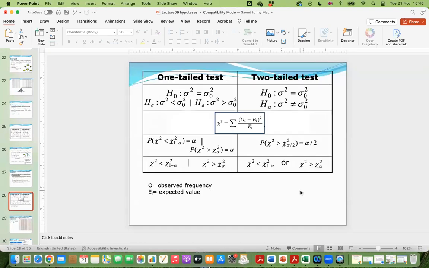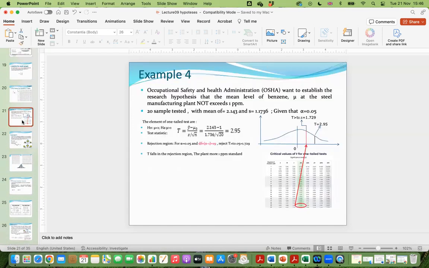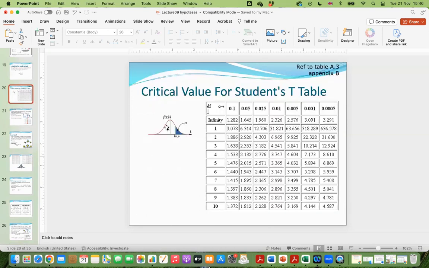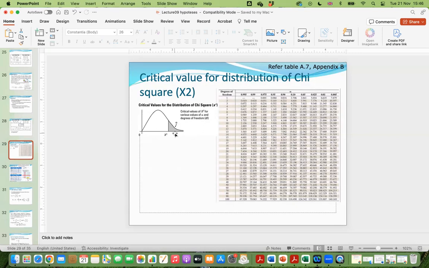For the chi-square, it basically still has the same thing. You have one tail or two tail, but the equation would be slightly different. For this one, normally you have two tables. One is the observed, one is the expected. So the O_i is the observed frequency. The E is the expected value, for example, that you set. So this is a chi-square table. The chi-square table is quite similar to the t-student table, but the difference is, if you refer back to the t table, the t table is shaded on the right side. For the chi-square, it is also the right side.